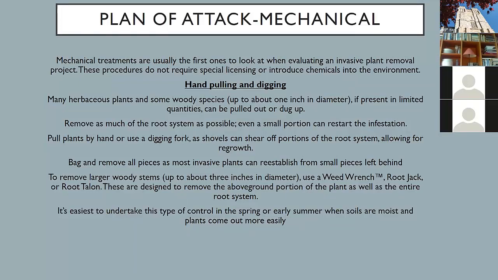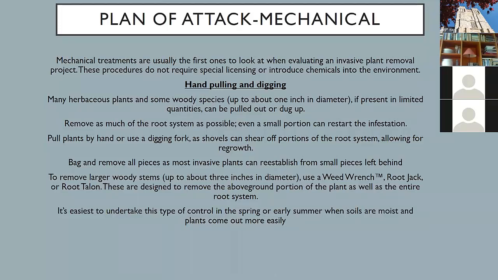You want to remove as much of the root system as possible. So even a small portion that's left over can restart the infestation. Pull plants by hand or using a digging fork. Shovels can shear off portions of the root system, which can allow for regrowth. Make sure to bag and remove all pieces, as most invasive plants can reestablish from small pieces left behind.